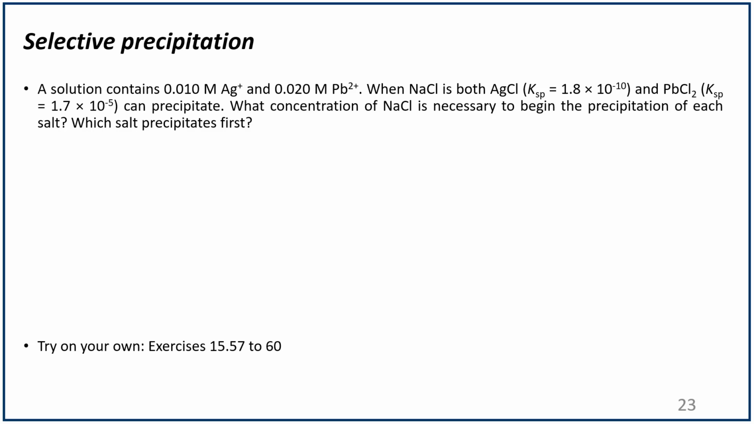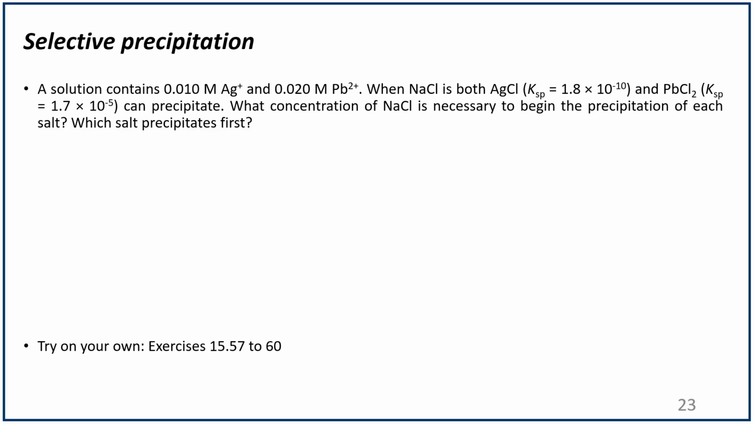Okay, so since salts have different KSPs, you can have a solution containing ions of salts that you want to precipitate out. But let's say you have an experiment in which you want to keep one salt dissolved in solution while the other crashes out of solution as a precipitate. Then you have selective precipitation. And that takes advantage again of the difference in KSP values of the salts.